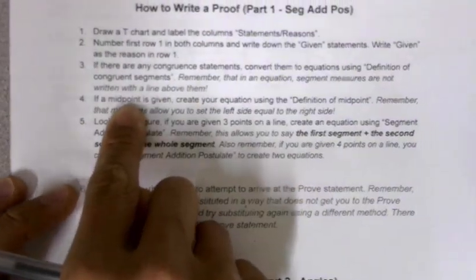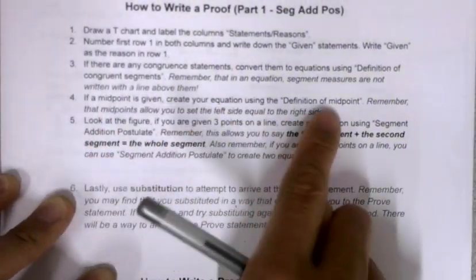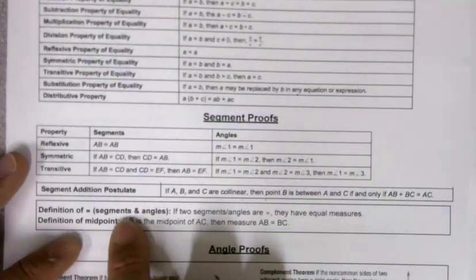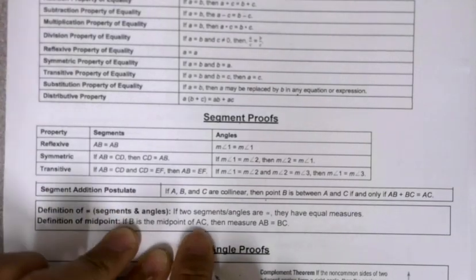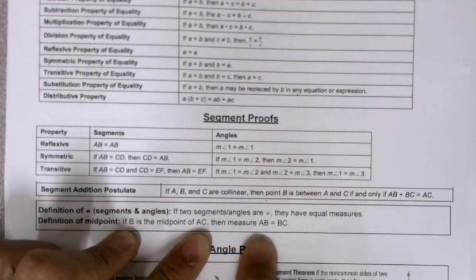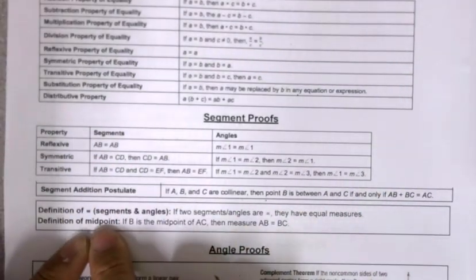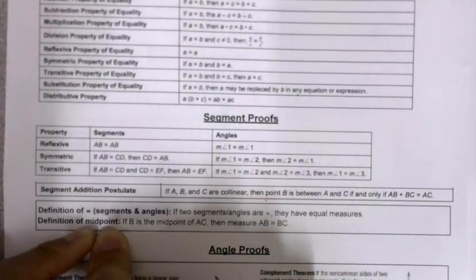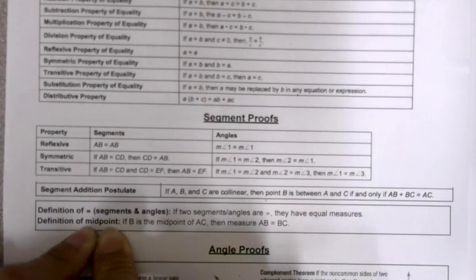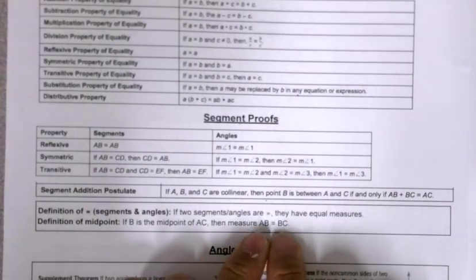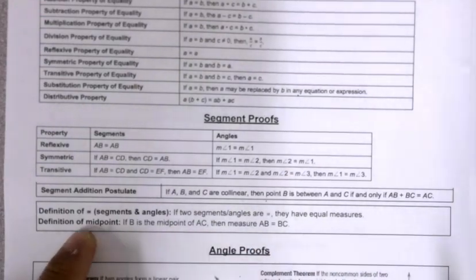What's the next step? If you're given a midpoint, you change it into an equation using definition of midpoint. And now I'm looking at my proof chart, what does definition of midpoint let us say? It's right here, definition of midpoint. If B is midpoint of AC, then AB equals BC. Namely, the left side is equal to the right side, because midpoint means exactly in the middle of the 2 points. So that means the left side is equal to the right side. This is the equation we can create if we're given a midpoint.